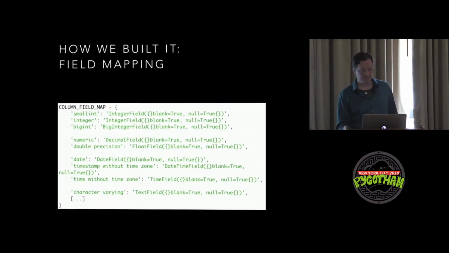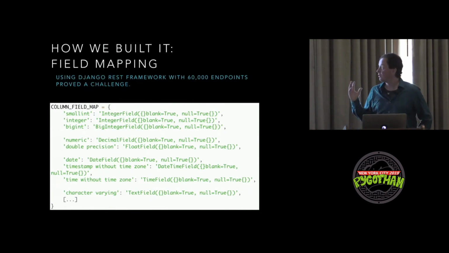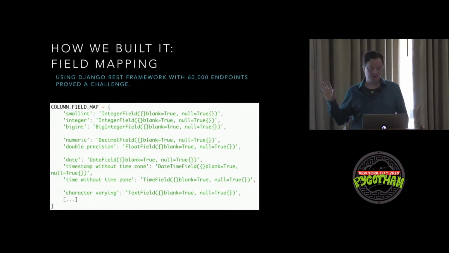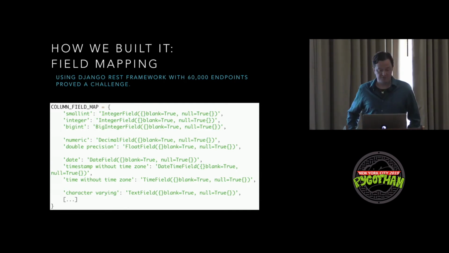So how did we build it? The first step was to do some field mapping. So we literally took, and if you look here, this is just a Python dictionary, where on the left we have a list of all the available Postgres field types and the appropriate Django model field that we mapped each to. So this was a fairly straightforward process, but we had to make a couple decisions here. You'll notice the squiggly brackets for format insertion that are in place here.